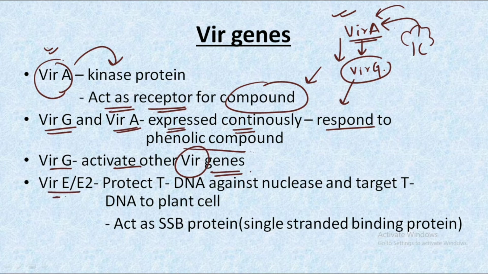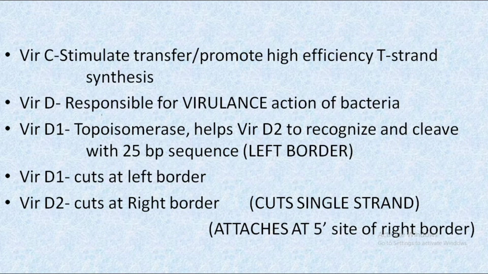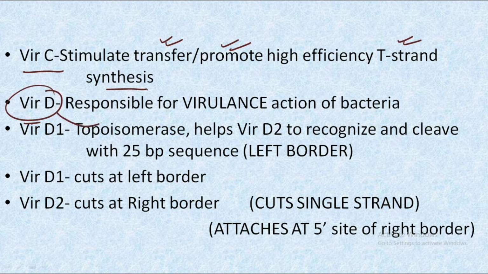The first gene that we need to keep in mind is the VIRE and E2. The main function that they perform is they protect the tDNA against the nucleases and they target the tDNA to the plant cells, and they also act as single-stranded binding proteins. We'll discuss these functions when we look into the procedure completely. Then we have VIRC, which stimulates the transfer and promotes the high efficiency of the T-strand synthesis. Then we have VIRD, which is responsible for the virulence action of the bacteria.